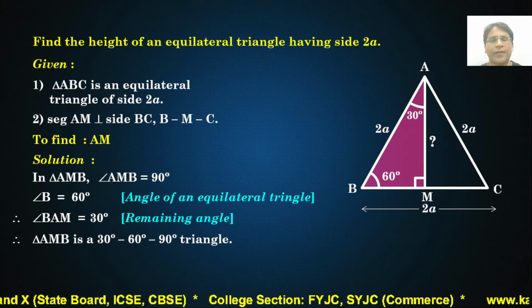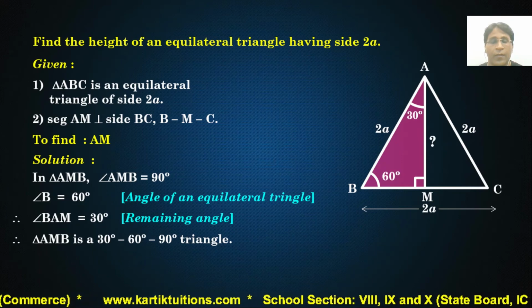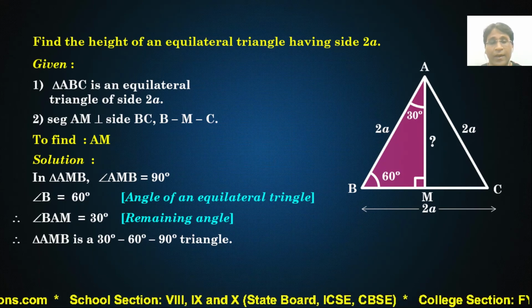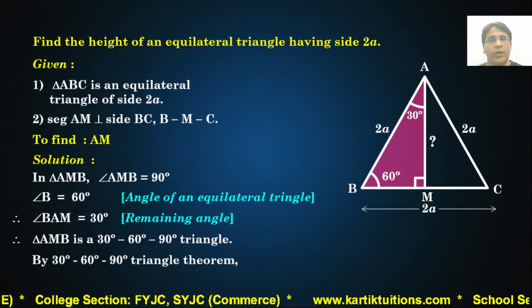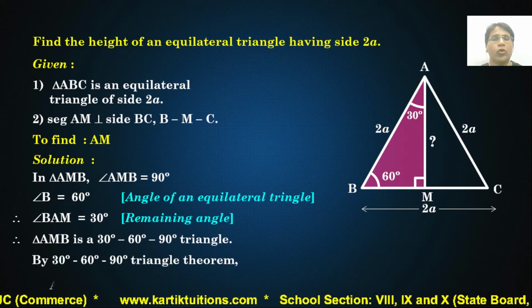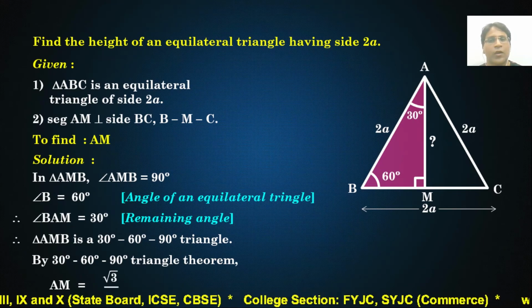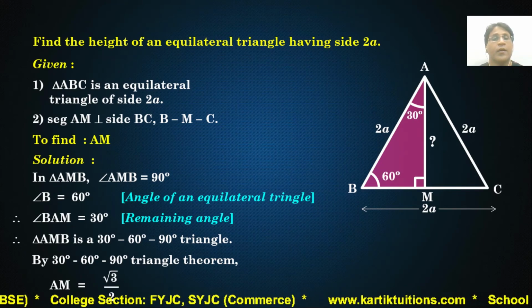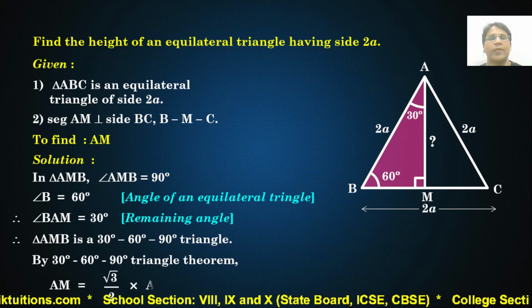Now we can apply the 30, 60, 90 triangle, but let us understand which application has to be done. Now we have to find the length of AM. AM is opposite to which angle? 60 degrees. So AM will be what? It will be root 3 upon 2 times the length of hypotenuse. Which is our hypotenuse here? Our hypotenuse here is AB. So it is root 3 upon 2 times AB.